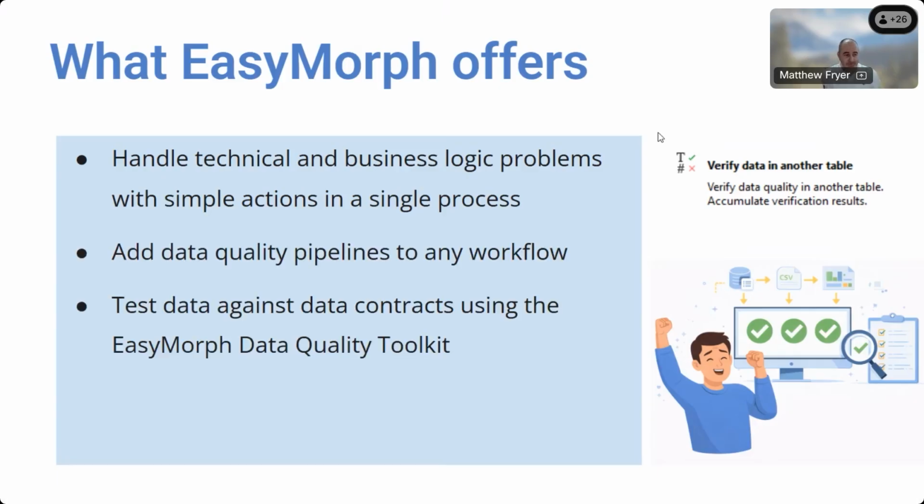A common way of dealing with data quality is to implement data contracts to define what we expect the data to look like. And we've created the EasyMorph Data Quality Toolkit, which is a series of tools to help build and create very simple data contracts, and to also test our data again at any step in our process against those data contracts, making it simpler for you to bulk test and validate data by adding those steps to your workflows.